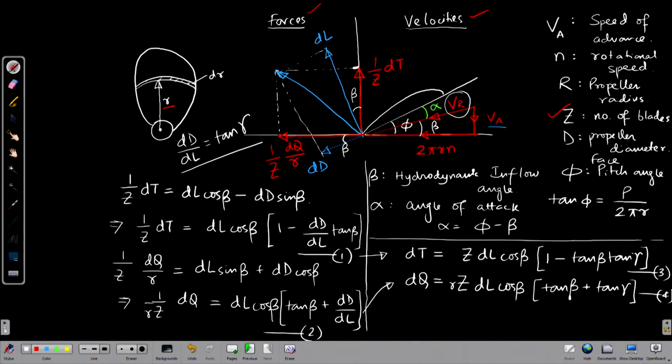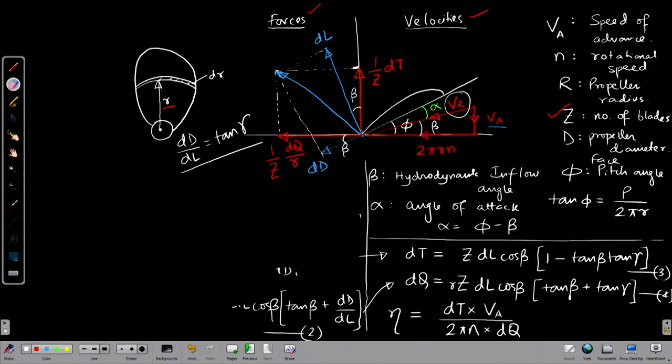Okay. Now, how is efficiency defined? Efficiency is defined by the output power divided by the power absorbed by the propeller blade section here. We have efficiency eta defined by dT, the thrust of the propeller blade element, multiplied by Va, by 2 pi n into dQ. Okay. So, we will try to use this section to calculate the efficiency of the propeller blade element. So, this efficiency is the efficiency of the blade element at the radius r.